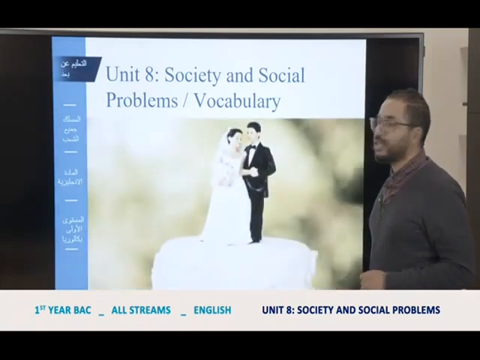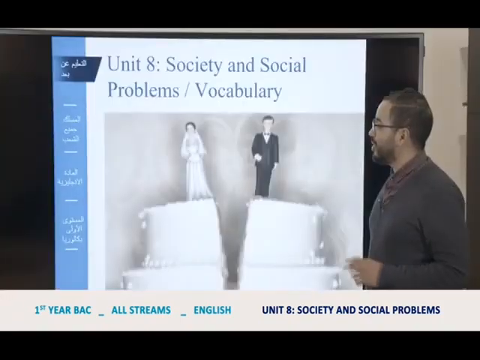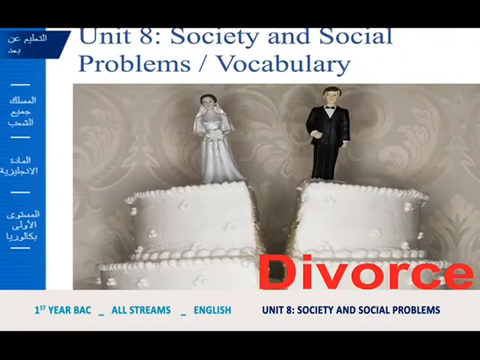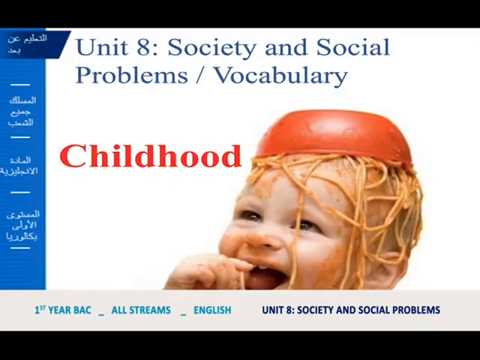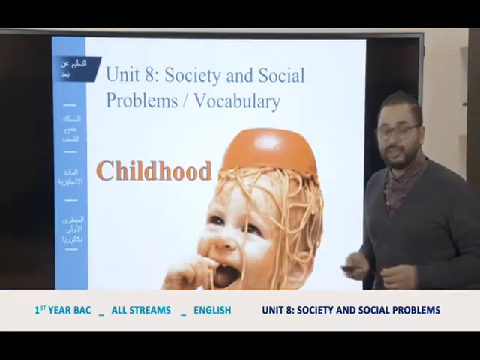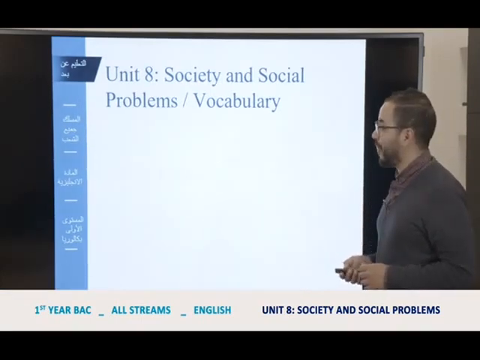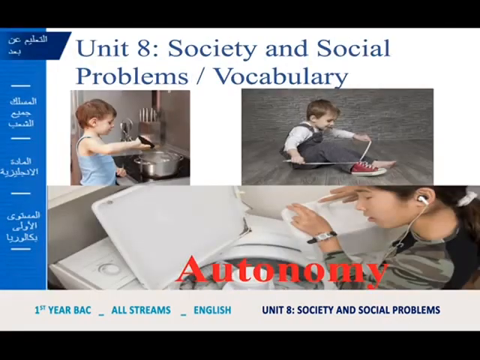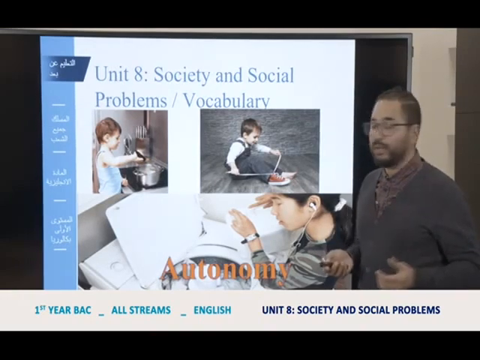As you know, this picture is about marriage, and you know the marriages. This is a divorce, when the marriage is finished legally. As you can see, this is a kid, so it's childhood, a beautiful period of our lives. It's the childhood when we were children. This here is autonomy, which means when you do everything yourself, or you organize everything yourself. We can talk about a group of people or one person also.